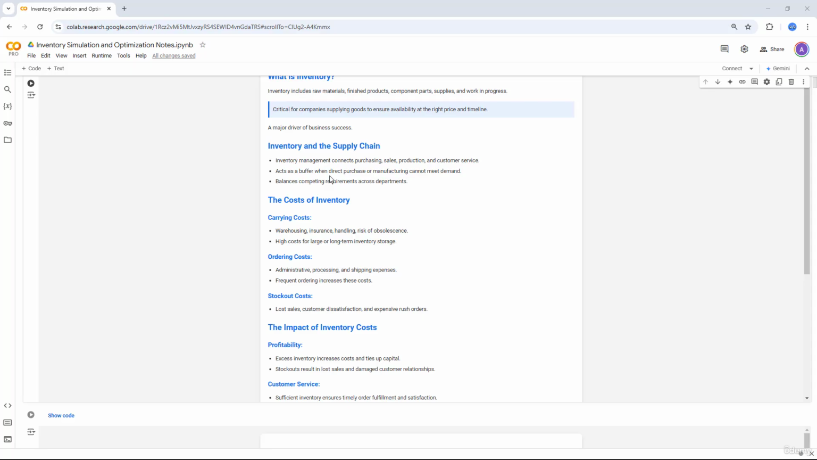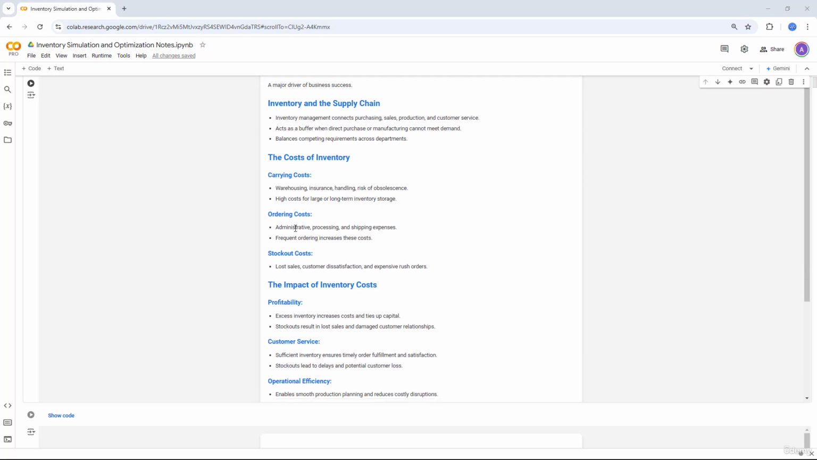Next up, we have the ordering cost, and this is basically your administration, processing, and shipping expenses. This is everything you need to place an order, administer an order, and ship it across different suppliers. And obviously, frequent ordering will increase this cost significantly.